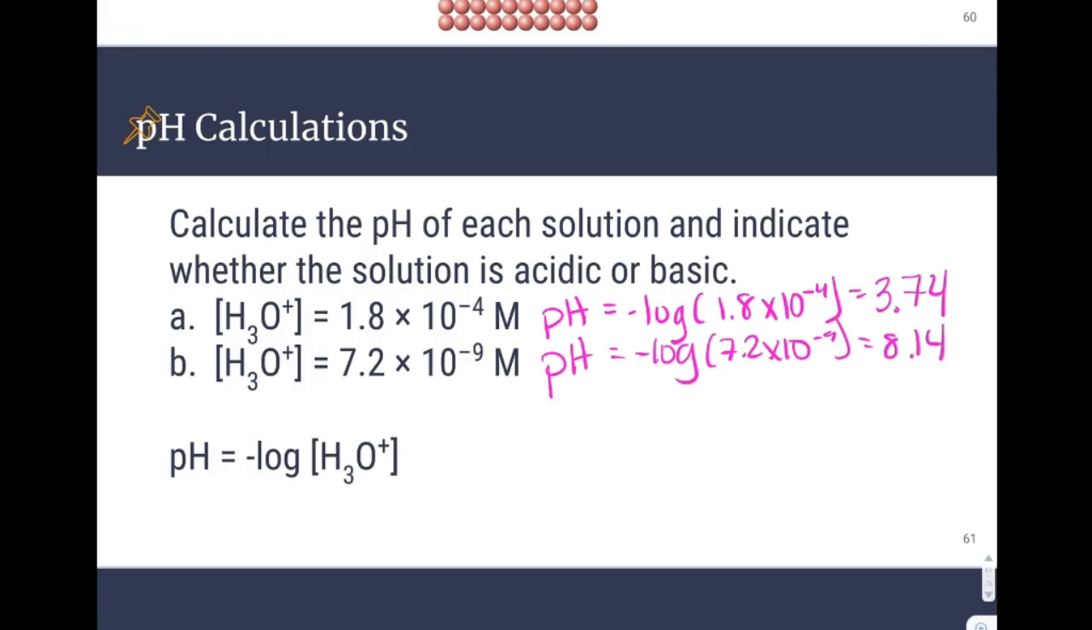Now, which is acidic, which is basic? So option A is acidic because it is a pH of less than 7. Option B is basic because it is a pH of greater than 7. So less than 7, greater than 7 tells us the acidity or basicity of something.